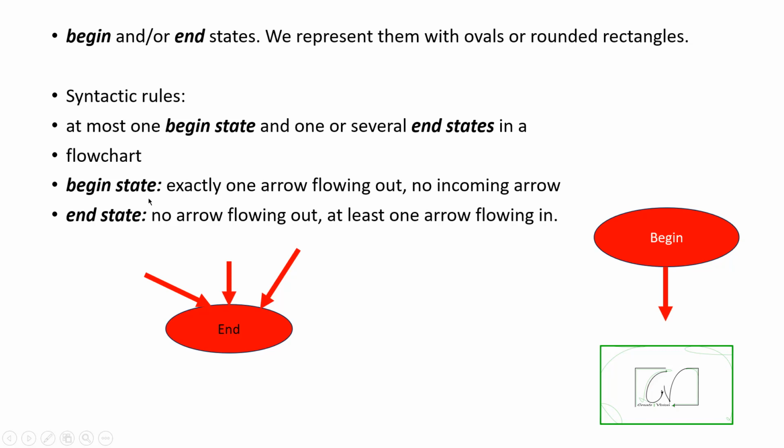For the begin statement, exactly one arrow flows out, because you're starting your program. For the end statement, no arrow flows out, because you're ending your program or your diagram or whatever it is. So no arrow flowing out and at least one flowing in.